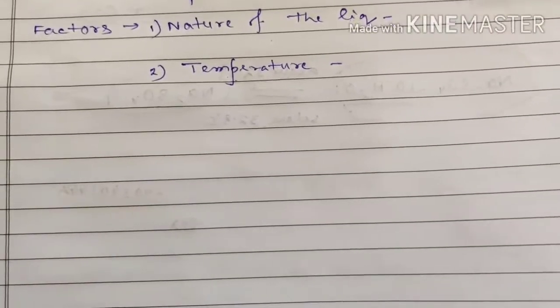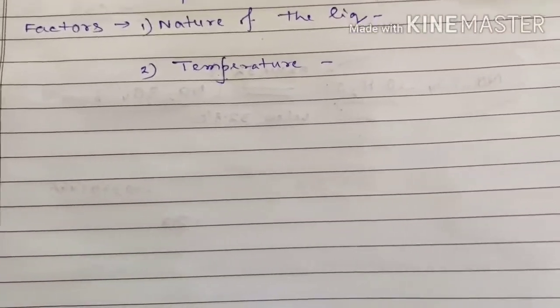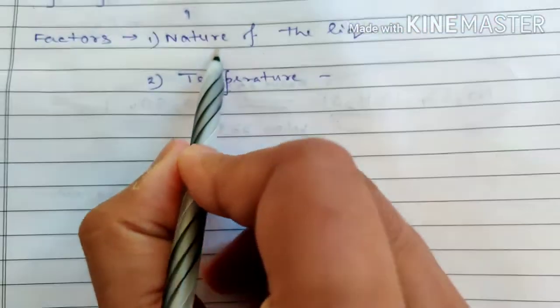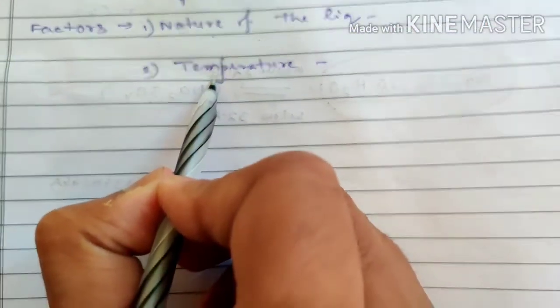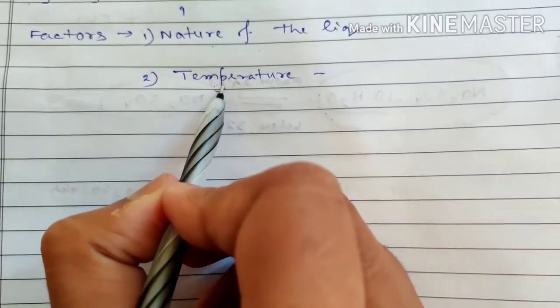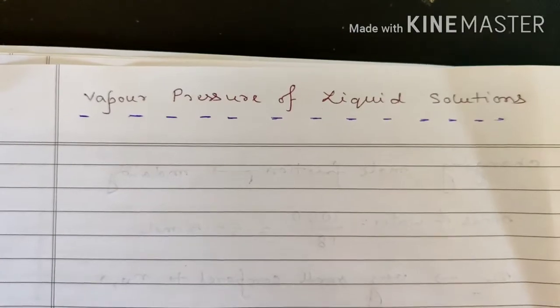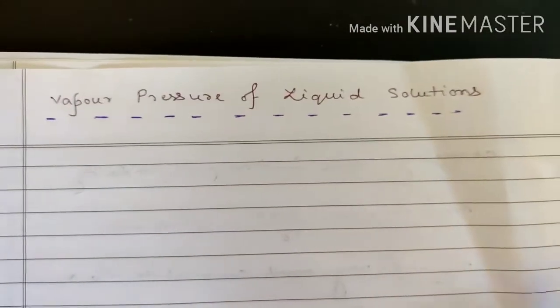So the tendency of the molecules to escape from the surface of the liquid will also be more. So these two factors, the nature of the liquid and the temperature, govern the vapor pressure, the amount of vapor that will be generated. Now we are going to see the vapor pressure of liquid solutions.